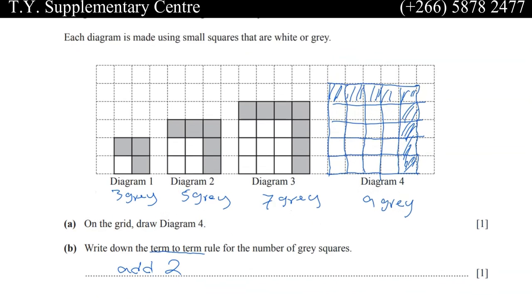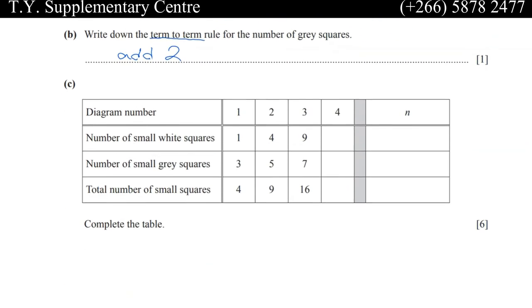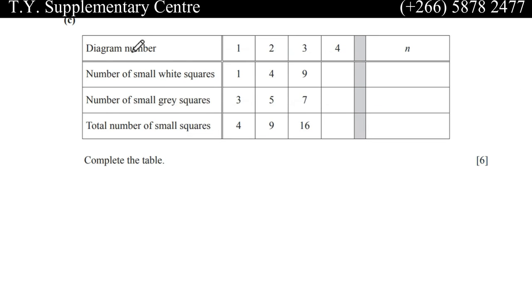Okay, let's move on to number C. For number C, this table shows diagram number, that is diagram number 1, 2, 3, 4, and diagram number n, that is whatever diagram number. On the second row we have the number of small white squares. This means in the first diagram we have only 1 white square, in the second diagram 4 white squares, and in the third diagram we have 9 white squares.